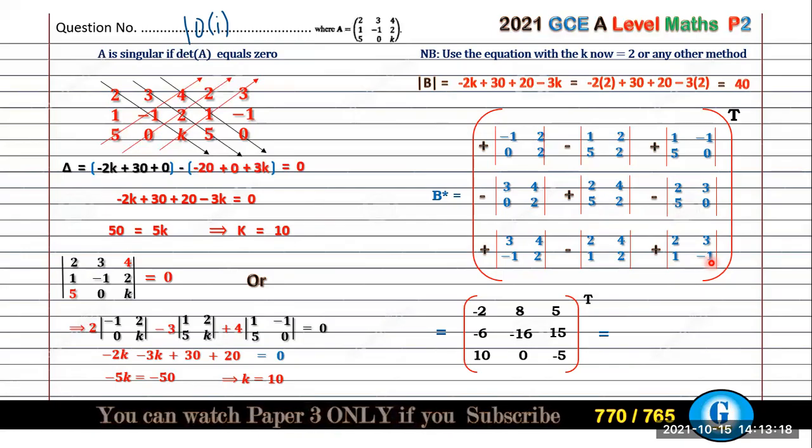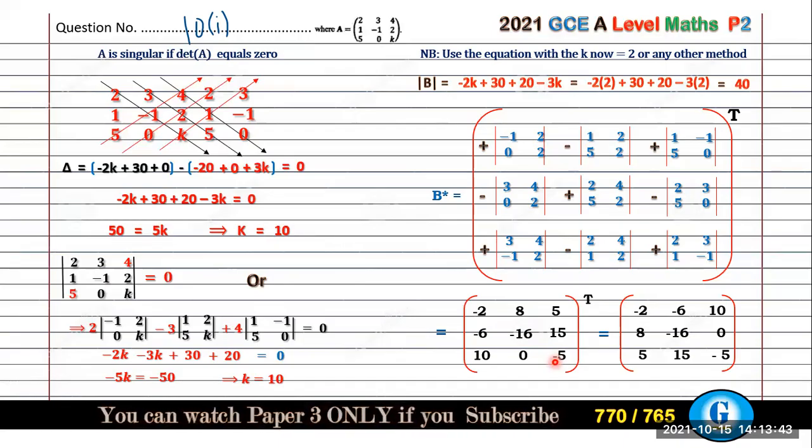That's going to give us, we interchange rows for columns. So we have minus 2, 8, 5 becomes a column now. Or we say minus 2, minus 6, 10 becomes a row. Minus 2, minus 6, 10. 8, minus 16, 0. 5, 15, minus 5. So that's the adjugate, right?